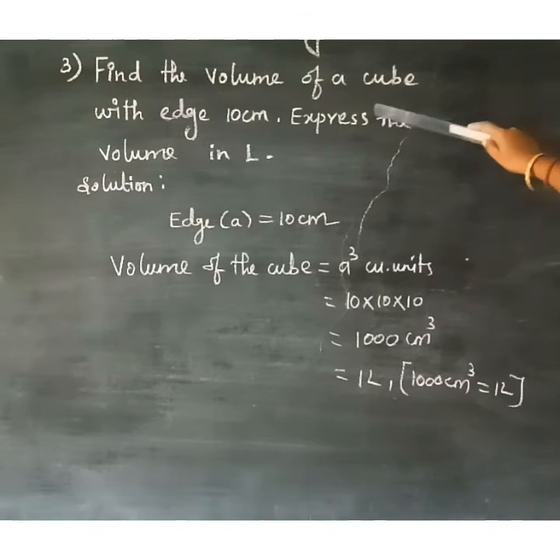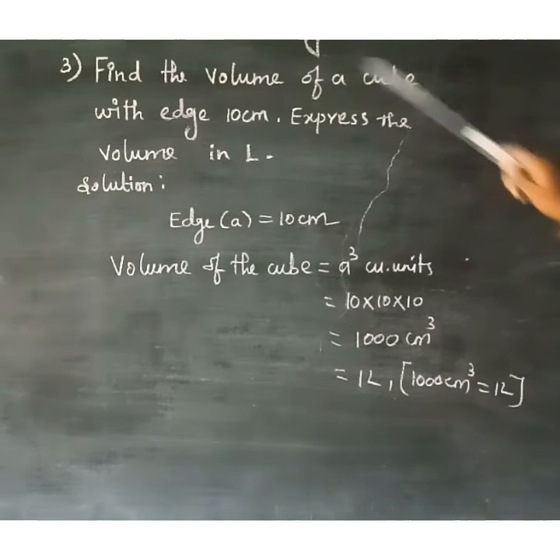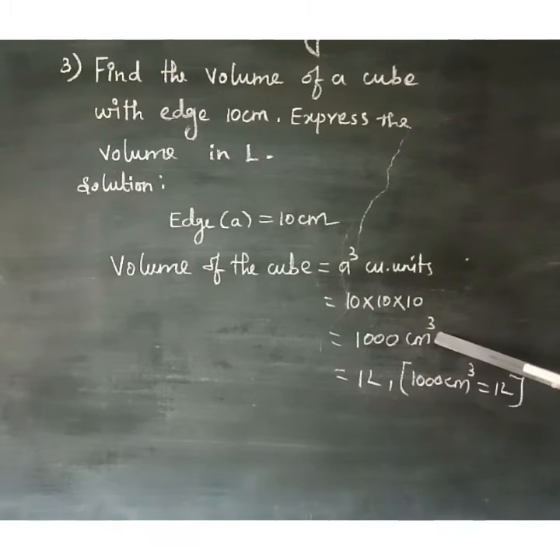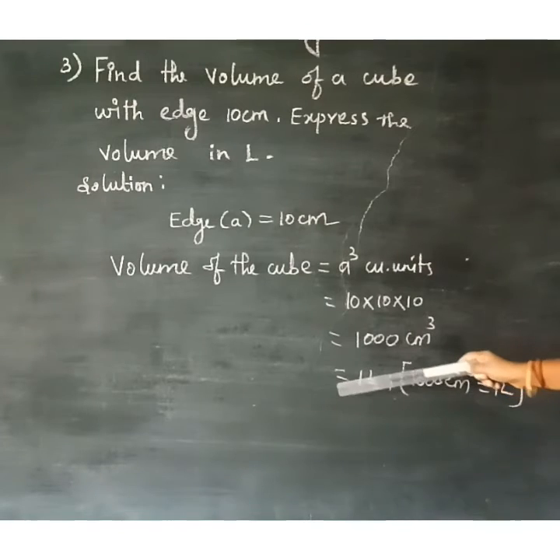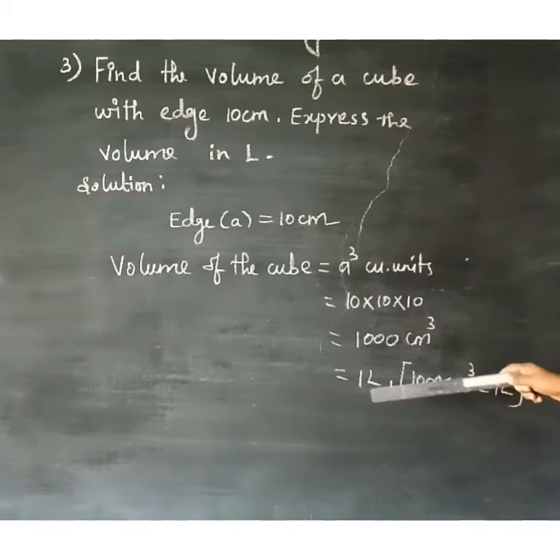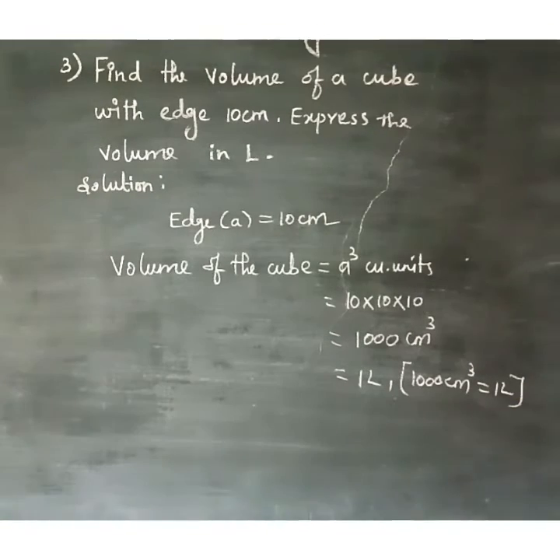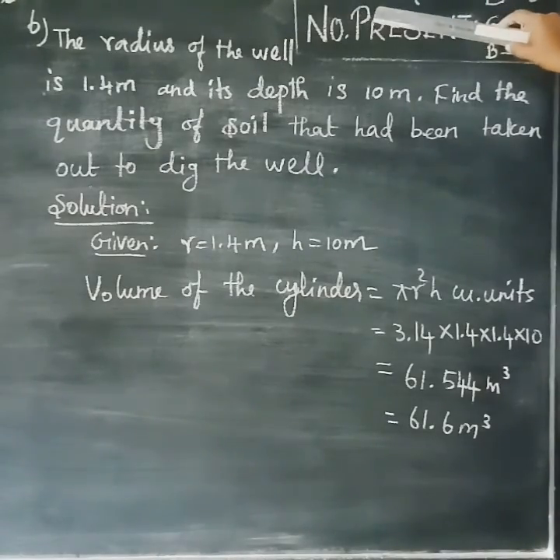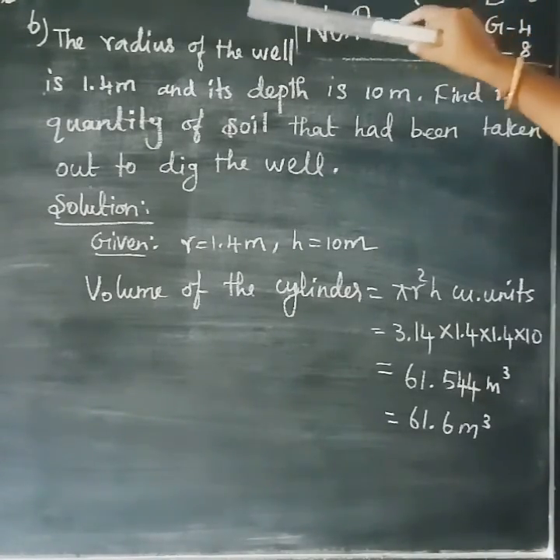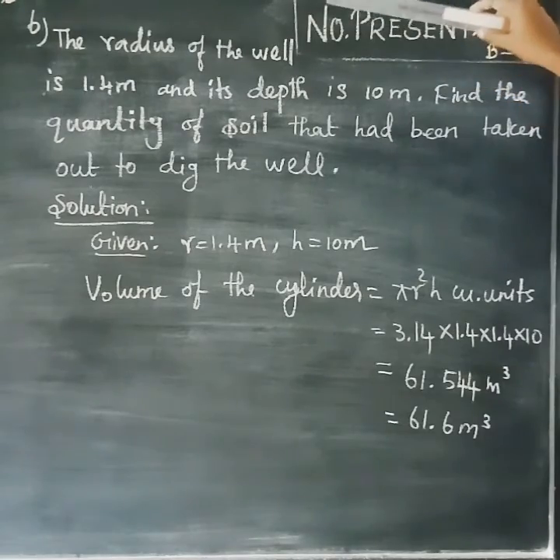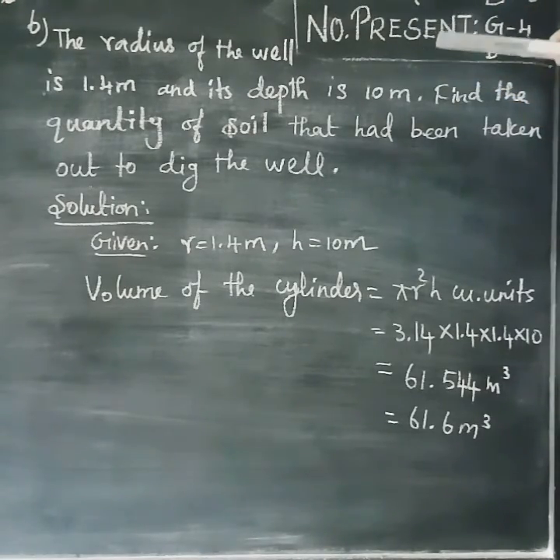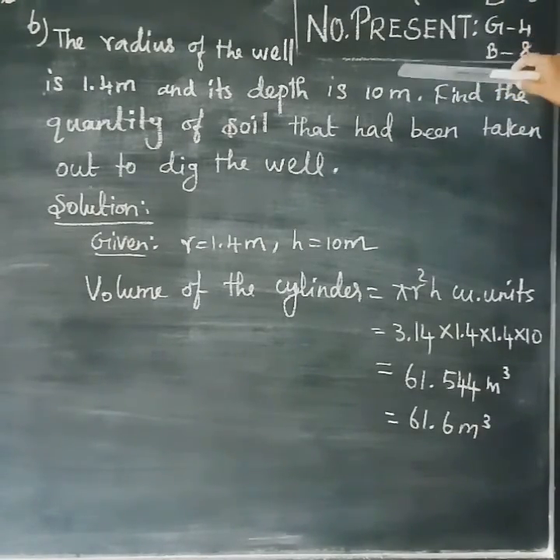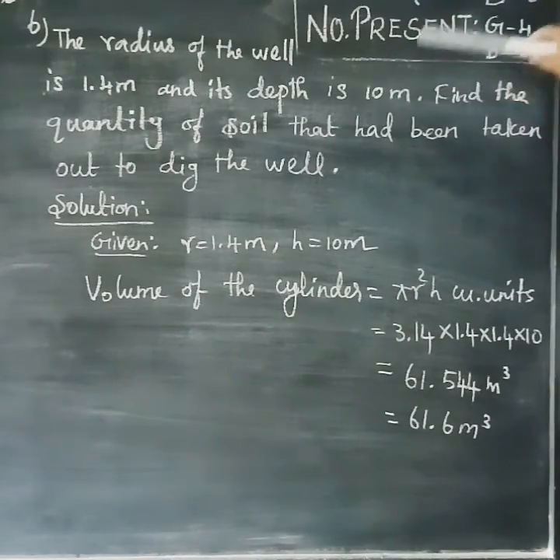See last, express the value in liter. Here it is 1000 centimeter cube. We know that 1000 centimeter cube is equal to 1 liter. So volume of a cube is equal to 1 liter. Clear now? Sixth question. The radius of the well is 1.4 meter and its depth is 10 meter. That is, height of the well is 10 meter.